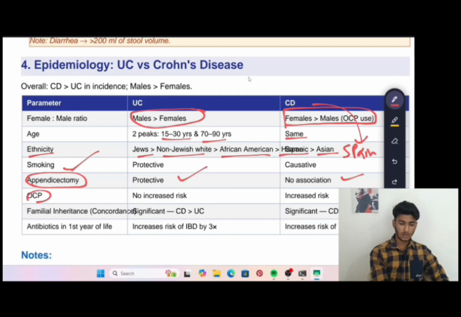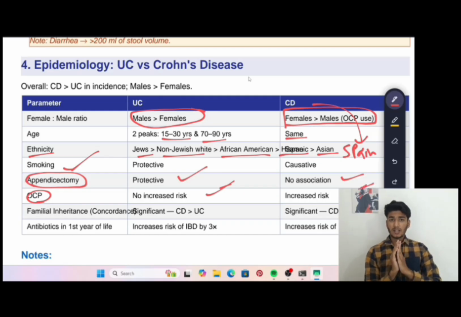Then OCPs, oral contraceptive pills: there is no risk in ulcerative colitis, but there will be high risk in Crohn's disease. In familial inheritance, what will happen? Whenever the genes are passing from one generation to another, the risk of getting Crohn's disease is more as compared to the risk of getting ulcerative colitis.